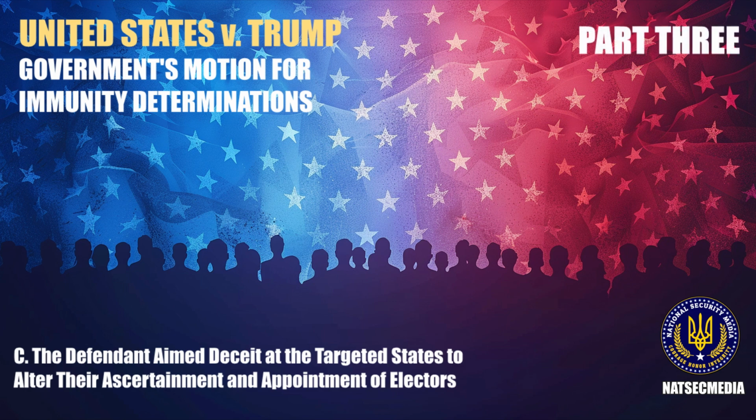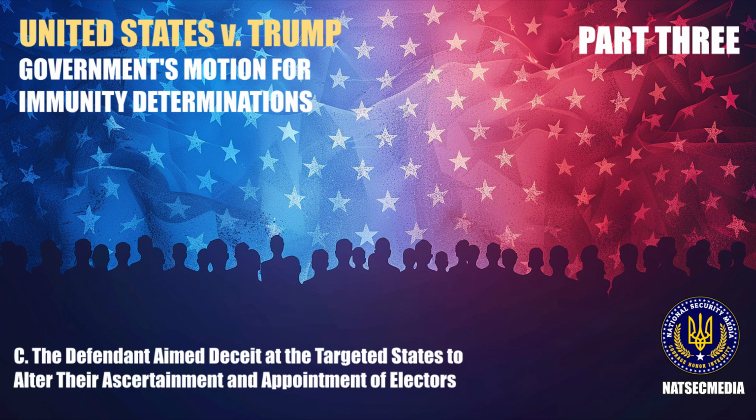Section 1. Factual proffer. C. The defendant aimed deceit at the targeted states to alter their ascertainment and appointment of electors. Shortly after Election Day, the defendant began to target the electoral process at the state level by attempting to deceive state officials and to prevent or overturn the legitimate ascertainment and appointment of Biden's electors.